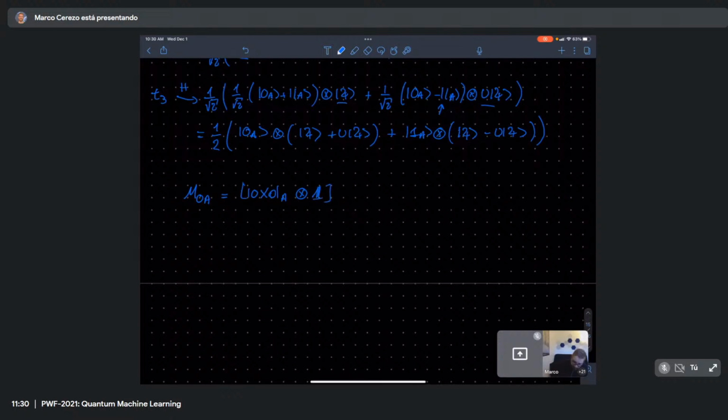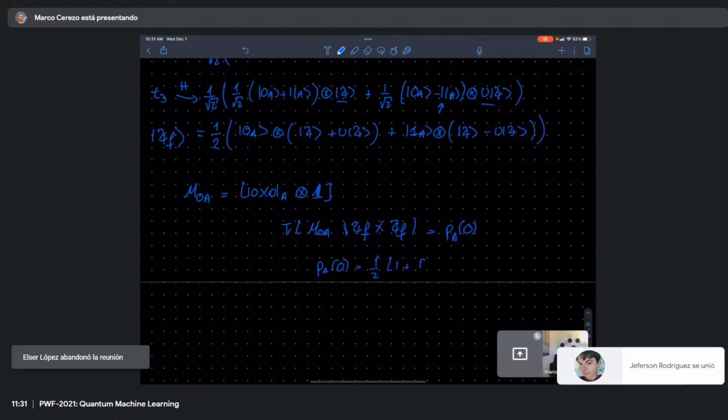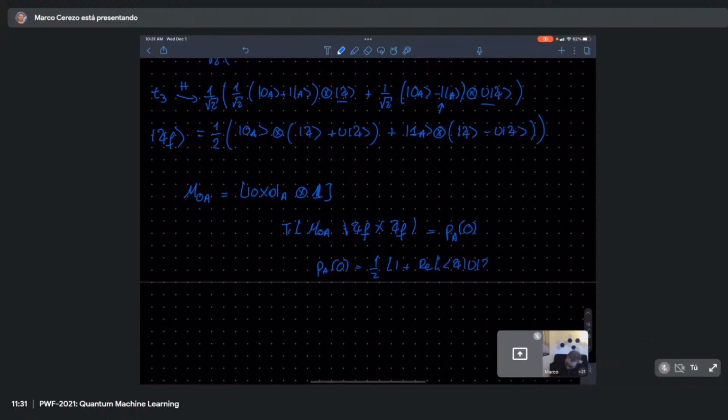Let's call this psi final, which is the final state. And what we need to do is compute the expectation value of this measurement operator that only measures the qubit A over the state psi f. This is going to be the probability of measuring the ancilla qubit on 0. What we can do, and I'm going to leave this final part as the homework, we can prove that the probability of the ancilla qubit being on 0 equals 1/2 times 1 plus the real part of psi U psi.